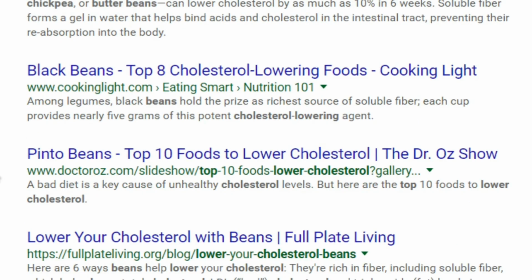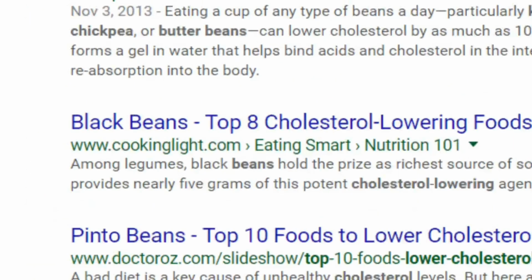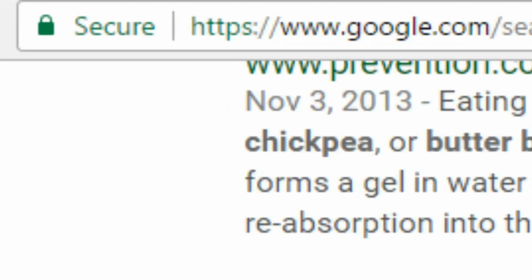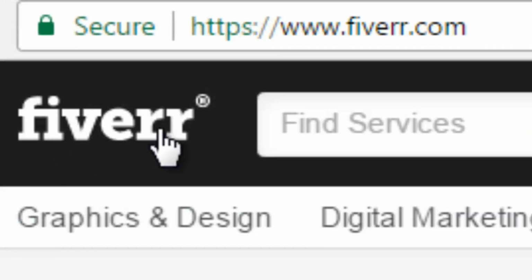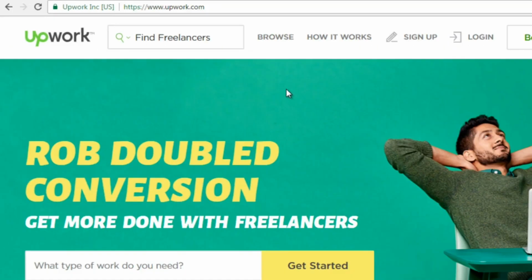So you can hire an article writer. Of course, there are many different places that you can go to hire article writers. Fiverr.com is one good place to go to. And another place that you can go to is Upwork.com. And you can find very high quality article writers. And really all you need is a few. Just start out with one. And then, of course, as you expand, you can hire a few more.